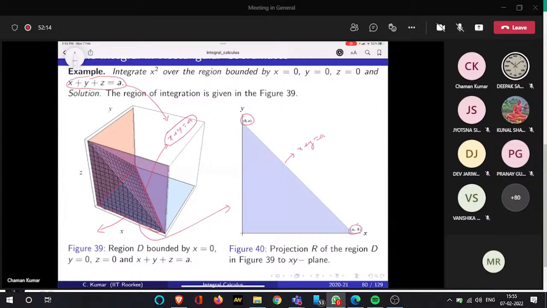This is z equal to 0 and y equal to 0. So this line is y equal to 0 in the xy plane. This is y equal to 0. And this line?